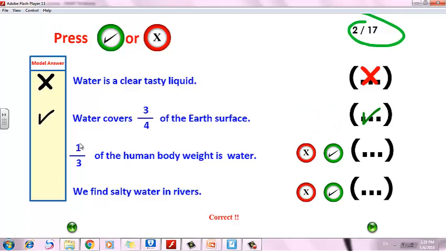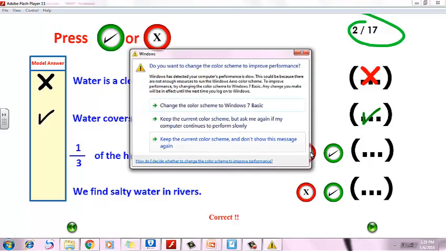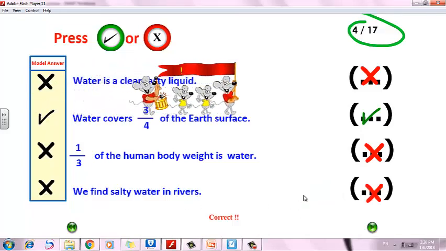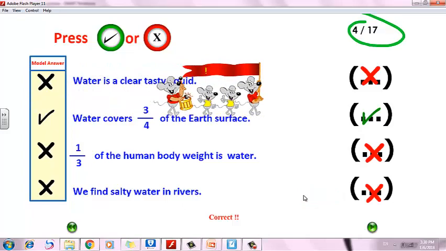True. 1 out of 3 of the human body weight is water. I think it's 2 out of 3, not 1 out of 3. So it's wrong. We find salty water in rivers. Is that true or false? It doesn't make sense actually. Salty water.